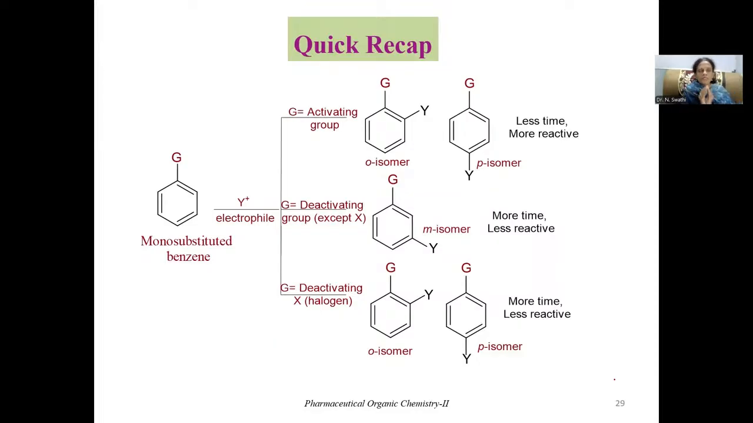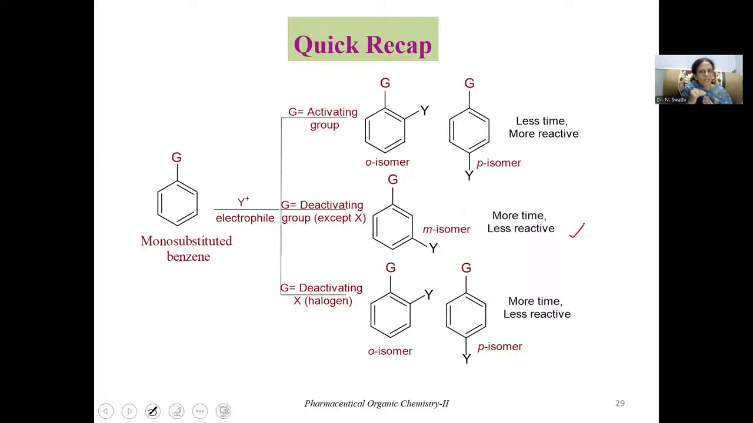The group which is present on the benzene ring system is important. This group can be an activating group or a deactivating group. Whenever an activating group is present, the reaction is faster. That means they are more reactive, and within less time they will give the product, and they give ortho-para isomers. On the other hand, whenever deactivating groups are present, they deactivate the ring system towards electrophilic substitution, so the reaction will be delayed. That means they will take more time because they are less reactive.